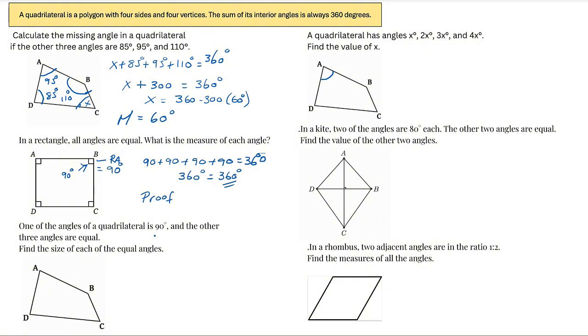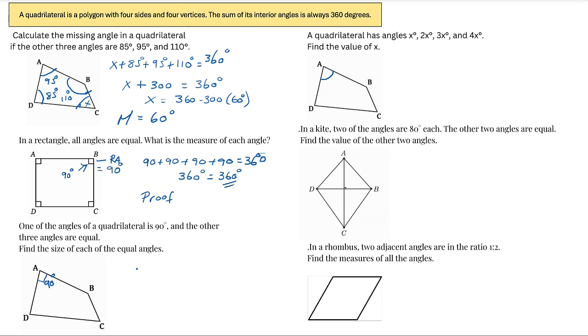One of the angles of the quadrilateral is 90 degrees, and the other 3 angles are equal. Find the size of each of the equal angles. So this is where we have a few extra bits and pieces. So I'm going to make this my right angle. So that's 90 degrees. Always label what you know when it comes to questions like this. And we've got the other three angles that are equal, so they're going to be equal no matter what.